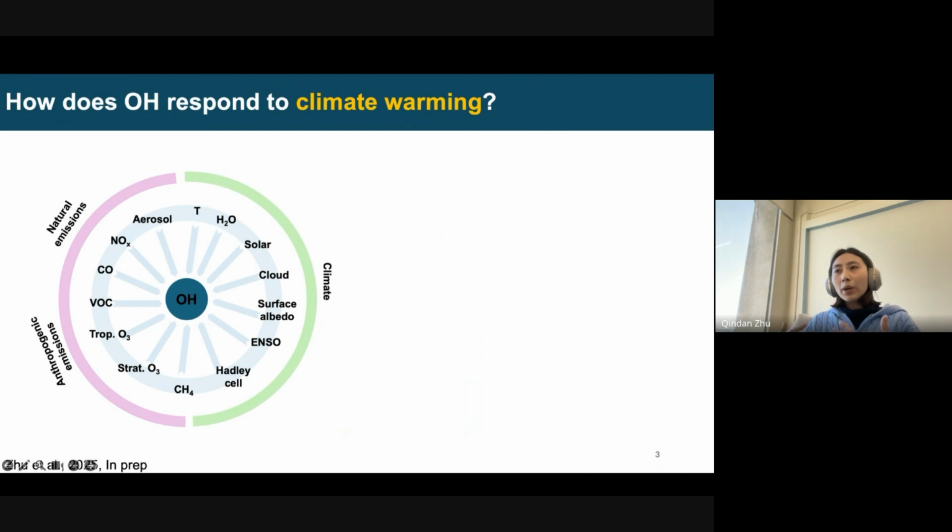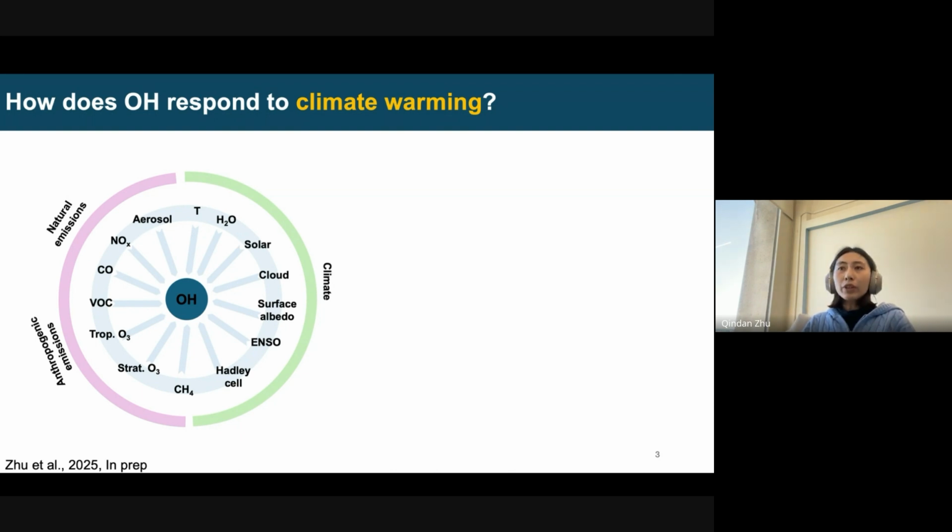So we know that OH is determined by these highly dimensional and nonlinear chemistry-climate systems, and it involves chemical drivers such as NOx, CO, and VOCs, and these chemical drivers are determined by the anthropogenic and natural emissions. It also involves some meteorological drivers such as temperature and water vapor, and these are determined by either climate physics or the dynamics.